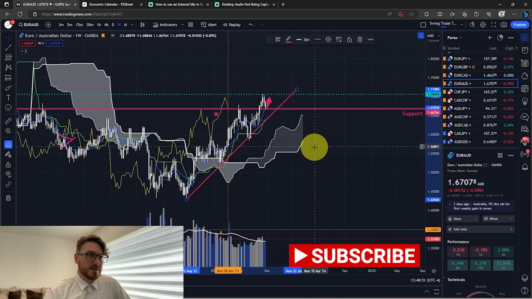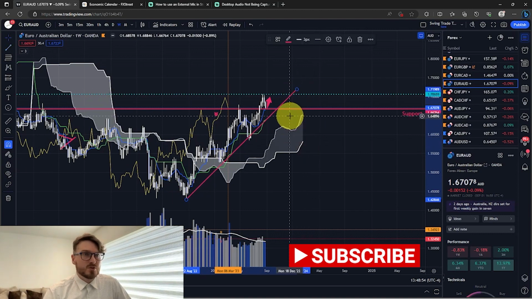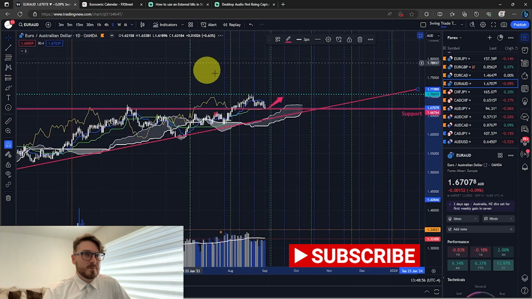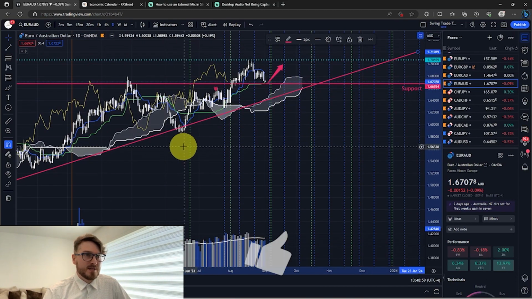So far like that, right? So overall, this is a pretty strong trend on the weekly chart. And that's why I'm expecting price to keep heading back up.